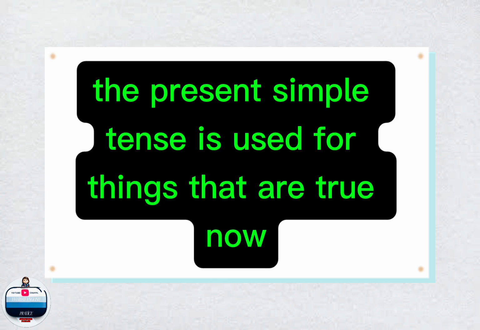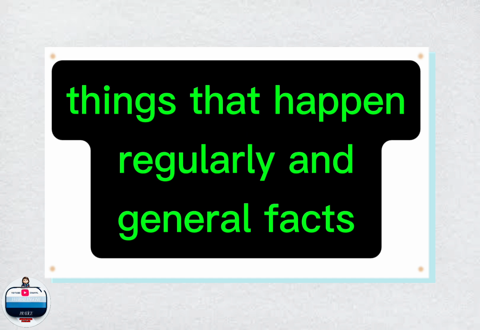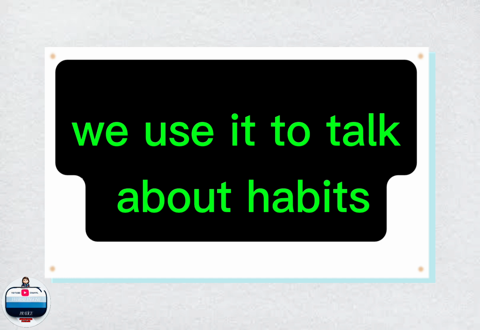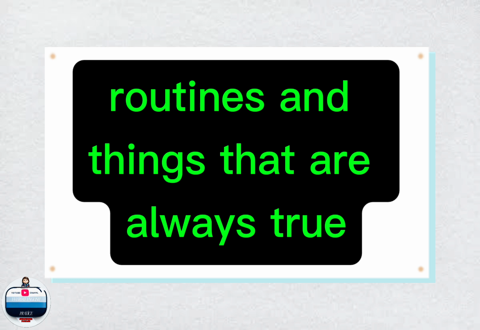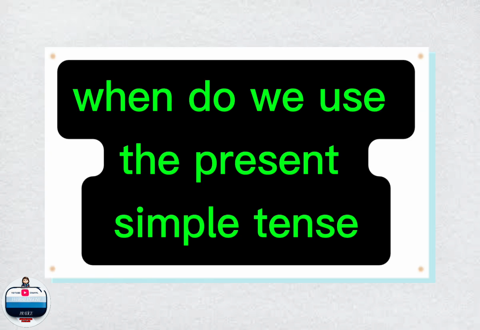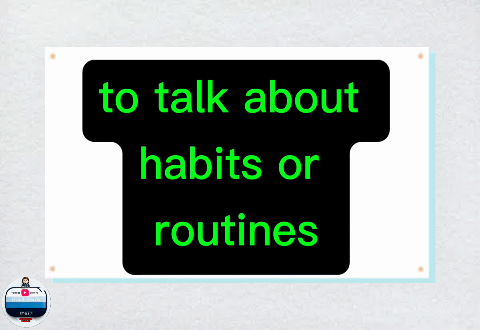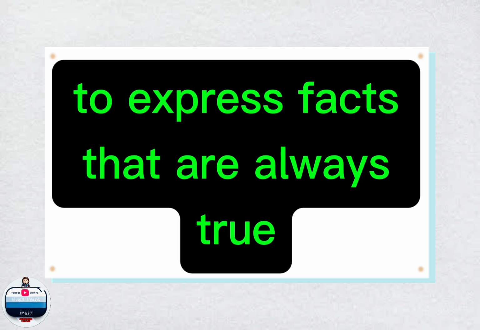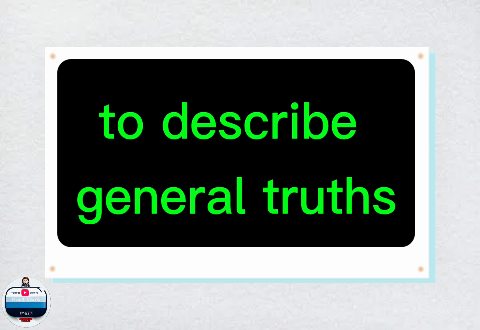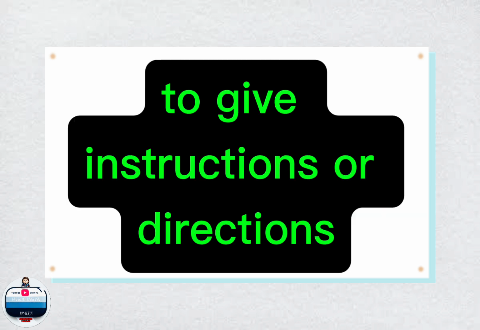The present simple tense is used for things that are true now, things that happen regularly, and general facts. We use it to talk about habits, routines, and things that are always true. When do we use the present simple tense? To talk about habits or routines. To express facts that are always true. To describe general truths. To give instructions or directions.